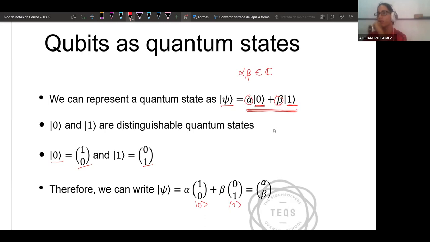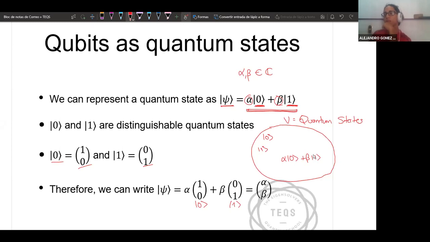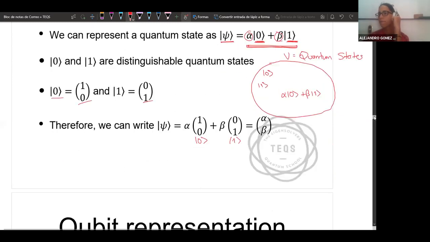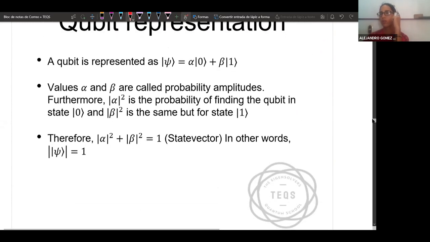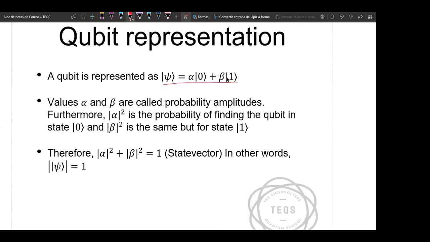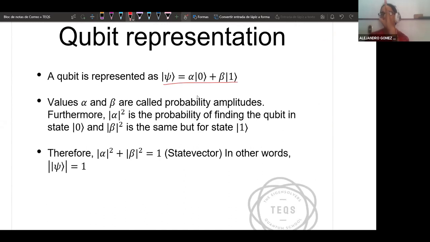And it's based on linearity, because say we have a set, let's call it V, the set of quantum states. So we have the state zero and the state one, which are distinguishable. We saw that the addition of two vectors is also in the set. So a linear combination of these two vectors is also a quantum state. That has some important implications: a superposition or a linear combination is also a quantum state. Fine. So as we saw, a qubit is represented as a quantum state, which is a linear combination of two distinguishable quantum states, or the basis.